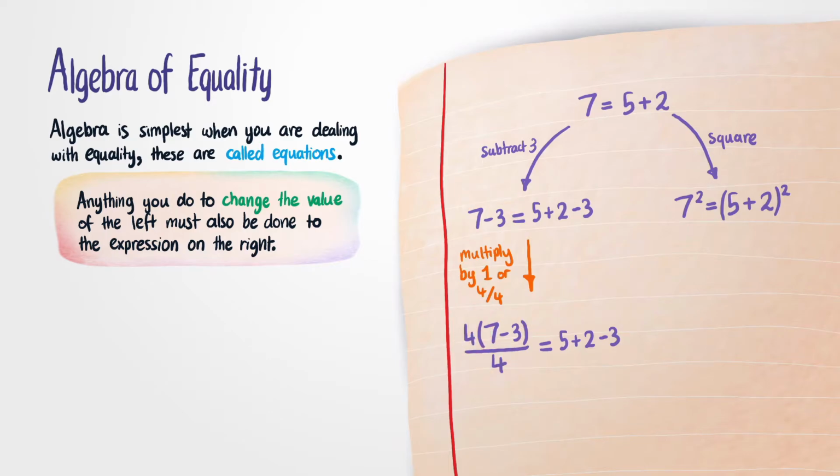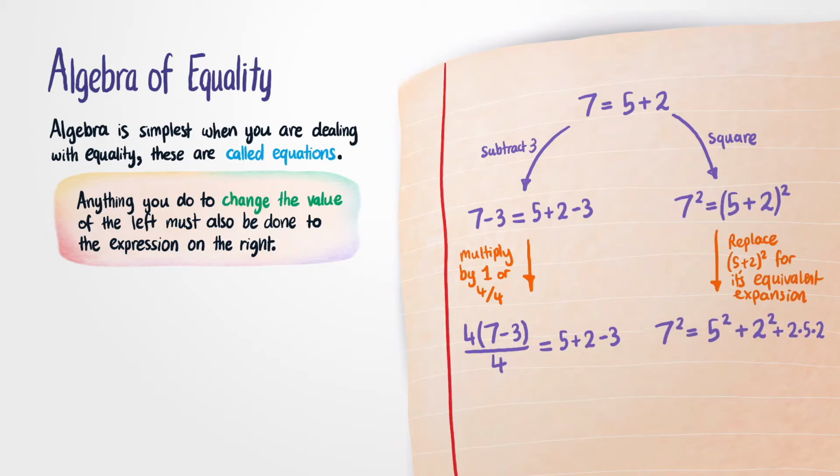Now, the other thing you can do is you can always replace expressions for equivalent parts, and that doesn't change the value either. So for example, you could replace (5 plus 2) all squared for 5 squared plus 2 squared plus 2 times 5 times 2, because that's the binomial expansion of the power of 2. Now we started with this really simple equality up the top, but then we made it a fair bit more complicated by the time we got down here. But it is important to see that it is still equal.